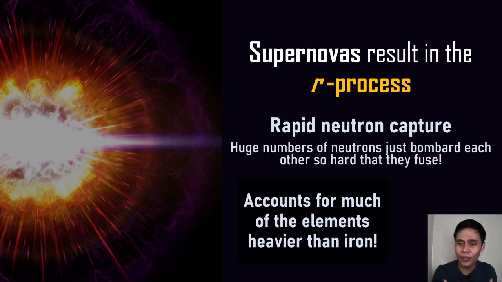So that is the result of what is called the R process, which is just short for rapid neutron capture process. So the concept here is that there are huge numbers of neutrons that bombard each other so hard, because of the energy of the supernova, that they fuse together. And these neutrons, as we saw that the protons can turn into neutrons, the neutrons can themselves also be converted into protons in a very, very high energy state, just like in a supernova. And this R process accounts for much of the elements heavier than iron, including uranium and other very heavy elements.